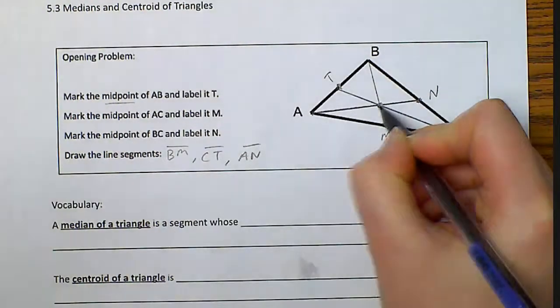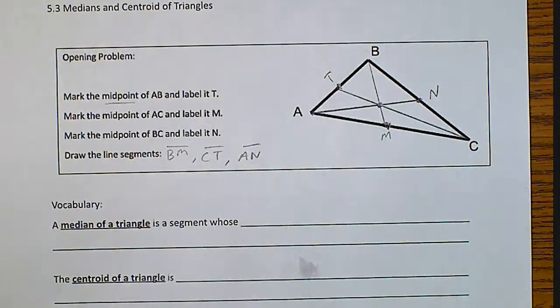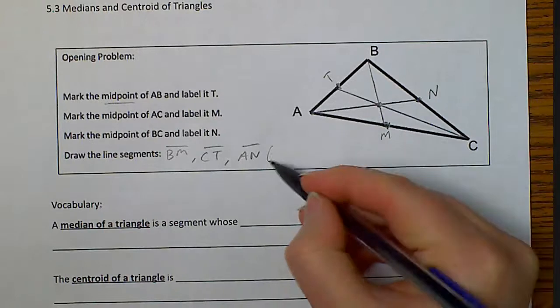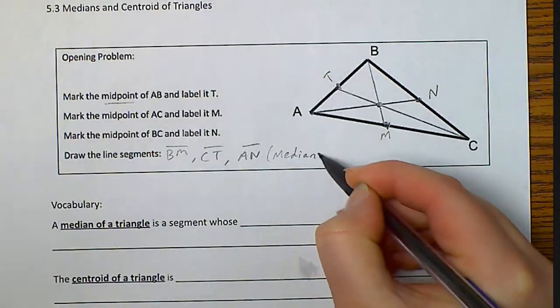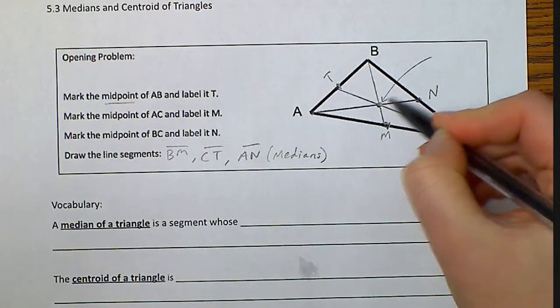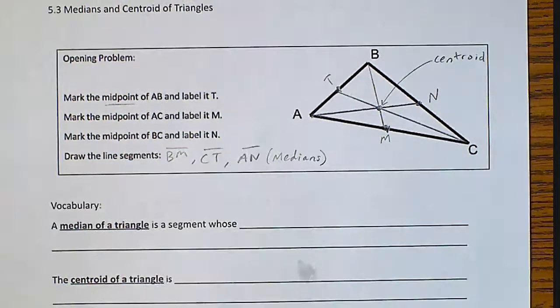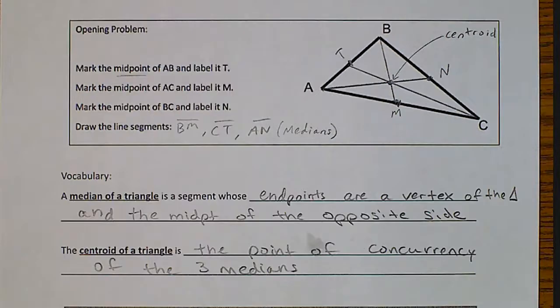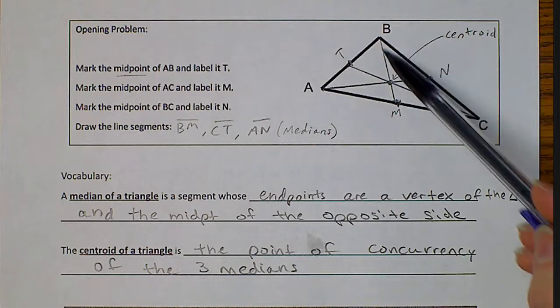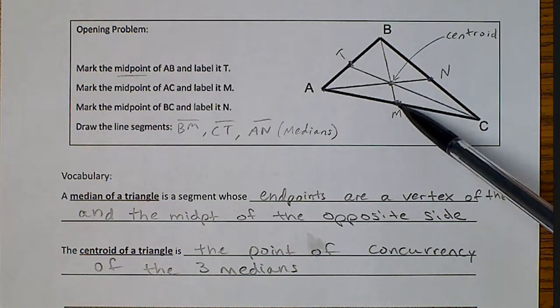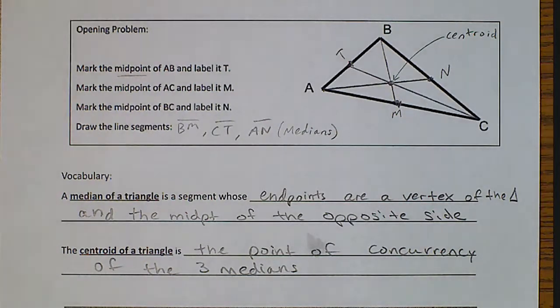Okay, so if you do this correctly, you'll notice that all three of those segments cross at one point in the middle. So what you've basically just drawn, each of these segments are your medians. And the point where they meet in the middle is called the centroid. So here are your definitions. You can go ahead and jot them down on your guided notes sheet. Basically what you want to know is that the median is the segment that connects the vertex of the triangle to the opposite midpoint, and the centroid is where all three medians meet.